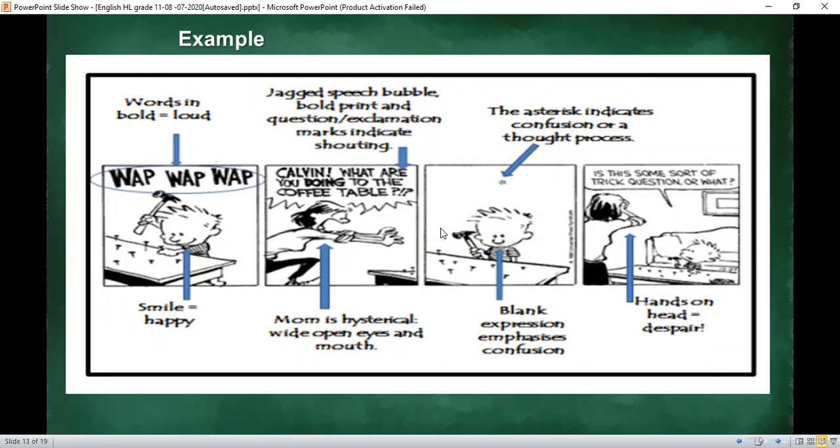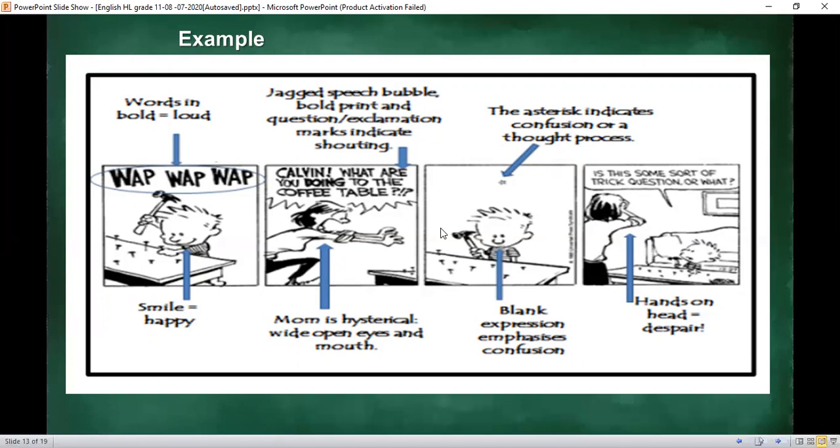Or they are actually angry, you know. Then look at the facial expression. Now the eyes are wide open and the mouth is wide open. This woman is hysterical. Those are the clues just there. You just interpret what you see based on the evidence in the frame.